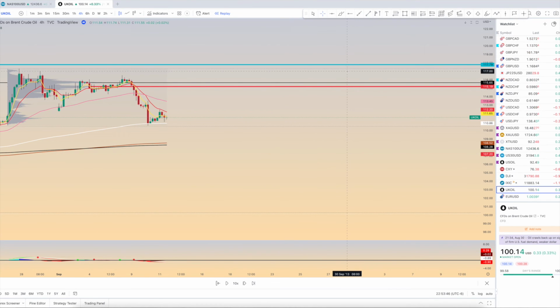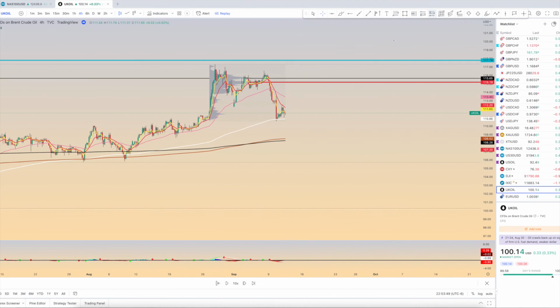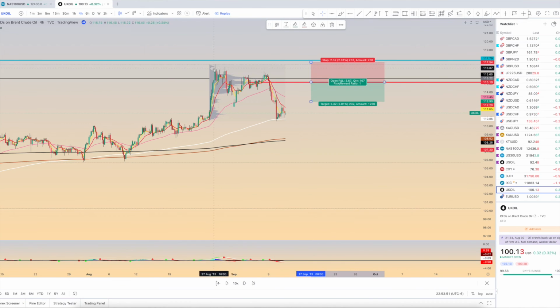So what I would do at this point, take a look right here on oil. It rejected. It didn't want to go higher. 300, right? 300 is what I said. But now look, I'm going above that line. I might want to make it a little tighter, maybe 250.